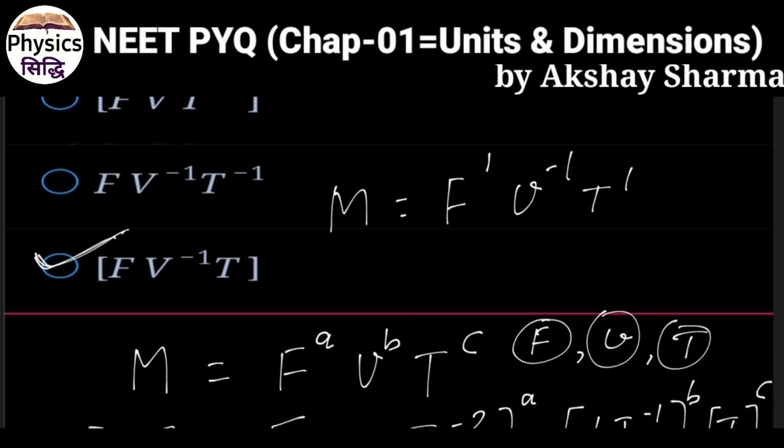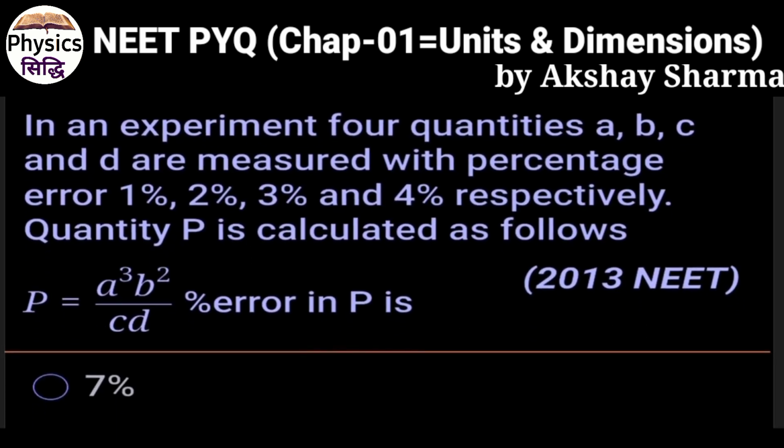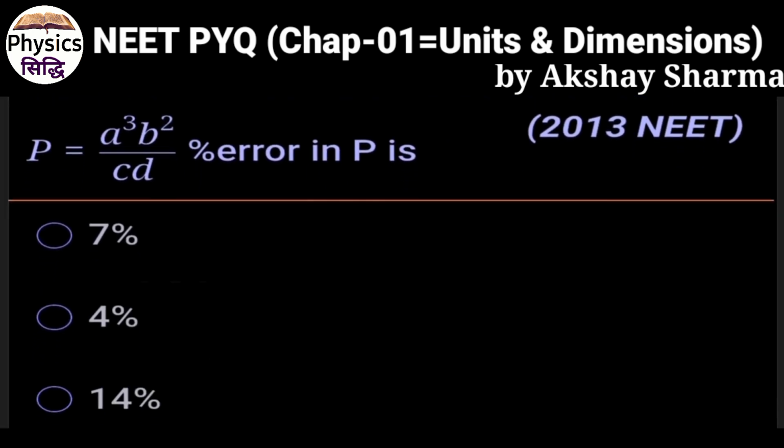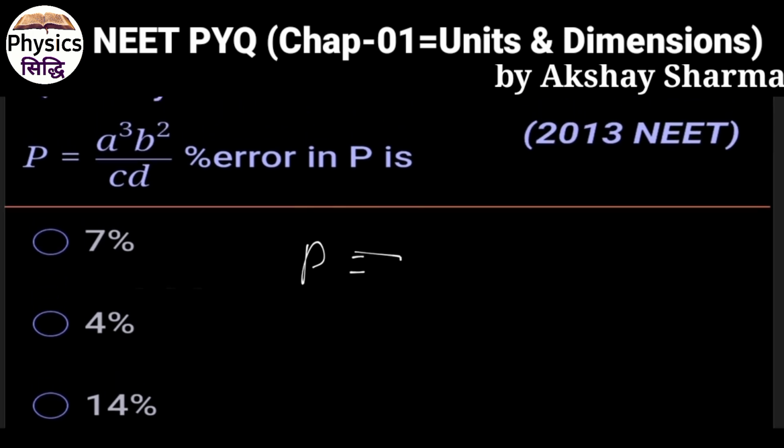Now next question. In this experiment, 4 quantities A, B, C, D are measured with percentage error. It means you have been given percentage error of A, B, C and D respectively. Then P is calculated as, P equal to A to the power 3, B to the power 2 upon C, D.